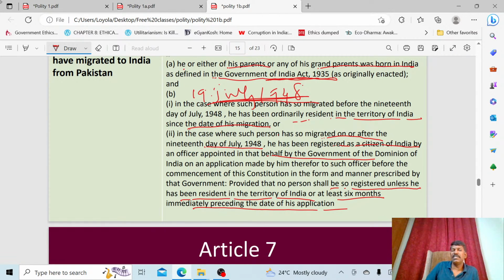So I can say that when a person who wants to be a citizen of India migrated to India from Pakistan before 19th July 1948, the conditions are these: he, or either of his grandparents or parents, was a resident of India as per the concept defined under the Government of India Act 1935, and the migration should have happened just before 19th July. He is eligible for citizenship. But the person who migrated on or after 19th July 1948 needs to come to India and register himself as a citizen with the officer appointed by the Government of India for this purpose, in the manner prescribed by the Government of India. But he should be a resident in the territory of India for at least 6 months before the date of application. On that basis, he is eligible for citizenship under the articles.